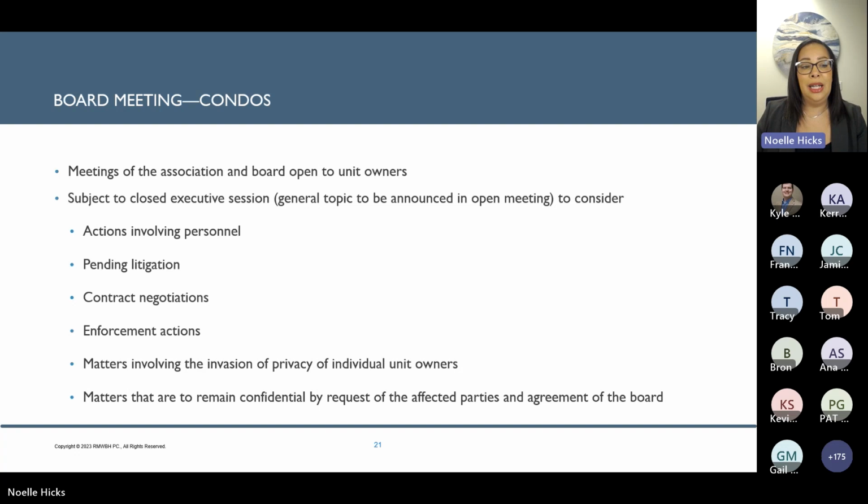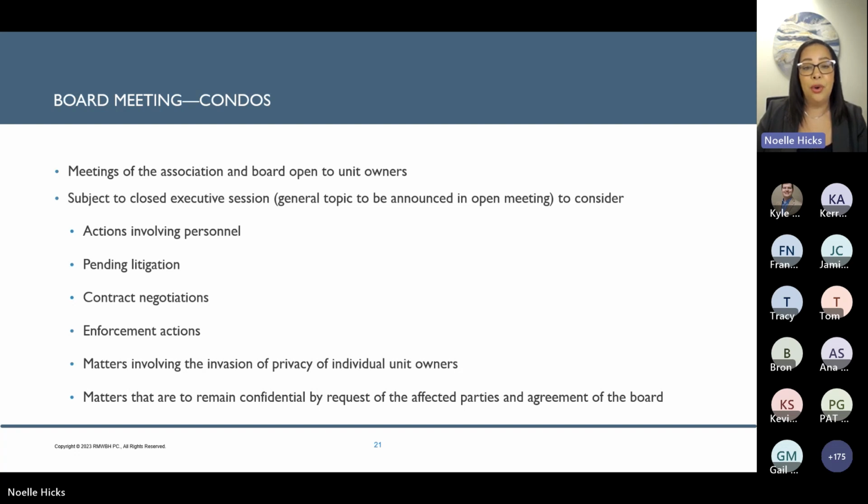And also the board meetings are subject to a closed executive session. Again, board members or even the community manager needs to announce during the open meeting what the general topics that will be discussed in the executive session would be. And those items should be actions involving personnel, pending litigation, contract negotiations, enforcement actions, matters involving the invasion of privacy of individual unit owners, and matters that are to remain confidential by request of affected parties and agreement of the board.